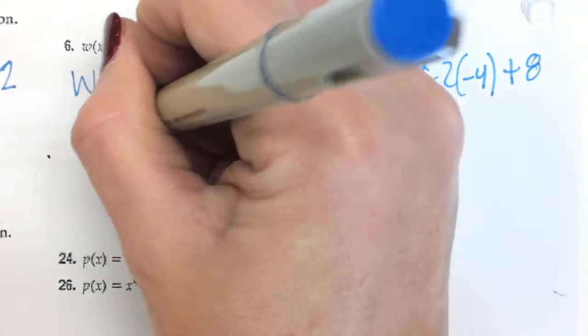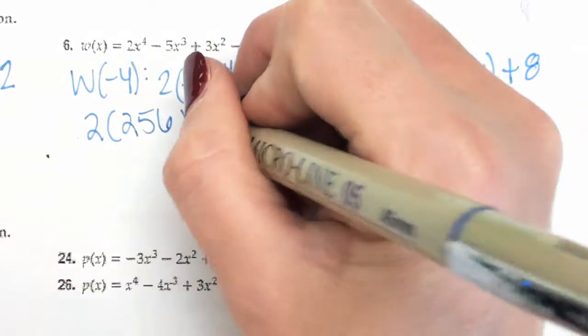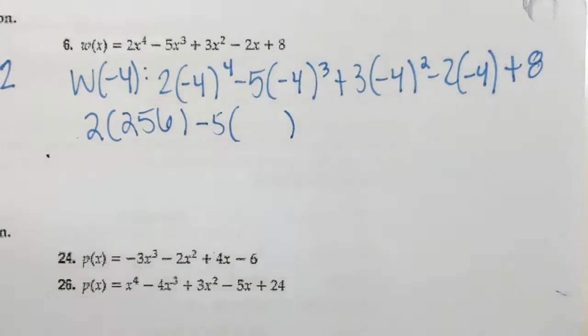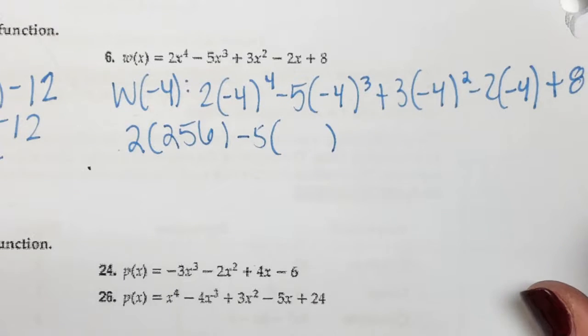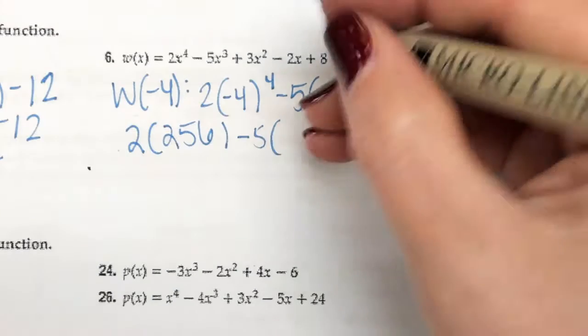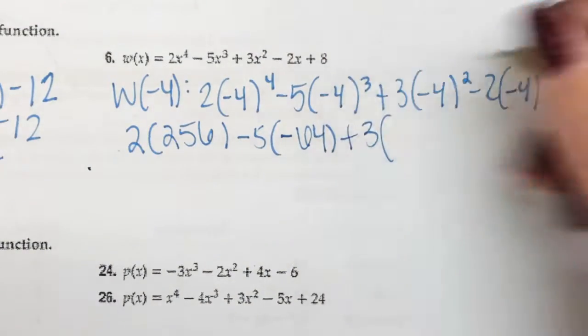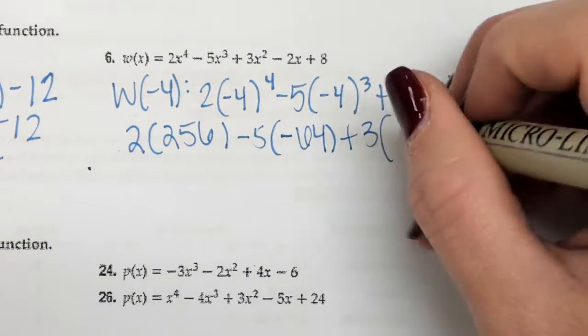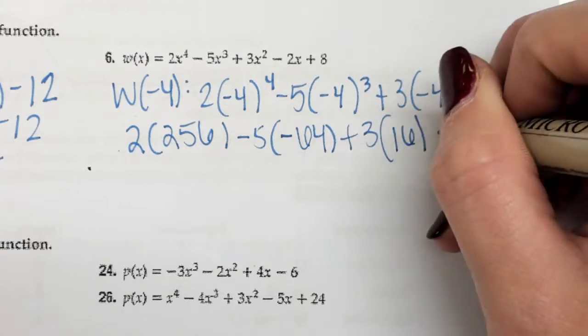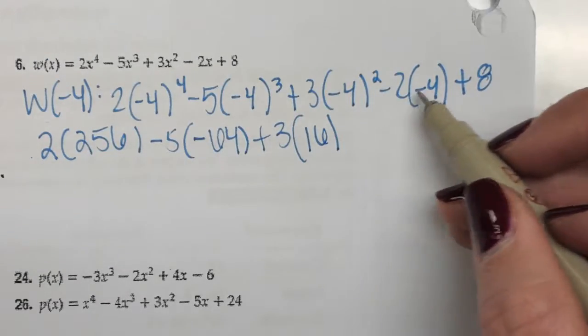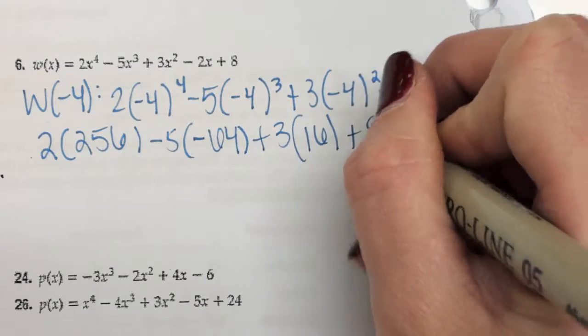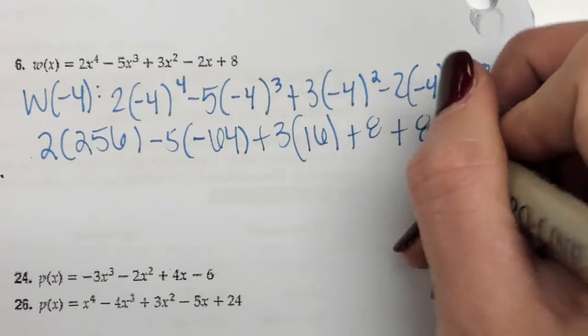So 2 times 256 minus 5 times, go ahead and find -4 to the 3rd power. This time you should get a negative number. It should be -64, plus 3 times, we know -4 squared is 16. And then we can go ahead and multiply this. That would make a positive 8. And we have this plus 8 also right here.